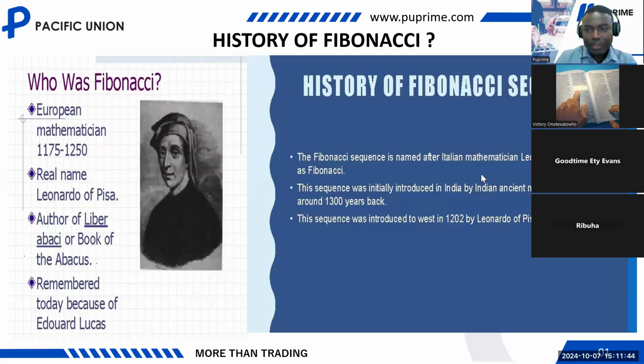The Fibonacci sequence is named after Italian mathematician Leonardo of Pisa, known as Fibonacci. This sequence was initially introduced in India by ancient Indian mathematicians around 1,300 years back. That's 1,300 years ago. This sequence was introduced to the West in 1202 by Leonardo of Pisa, aka Fibonacci.